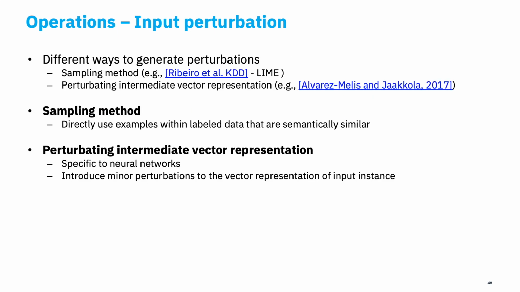We observe that there are in general two different ways to perturb examples, including the sampling-based approach and perturbing intermediate vector representation. The sampling-based approach directly uses examples within labeled data to get their perturbations, and the second method is specific to neural networks, where it introduces minor perturbations to the vector representation of input instances. We'll next provide more details for each of the two types.